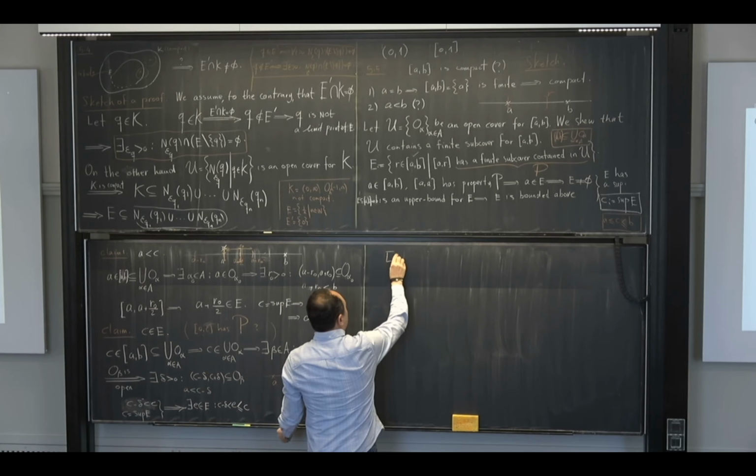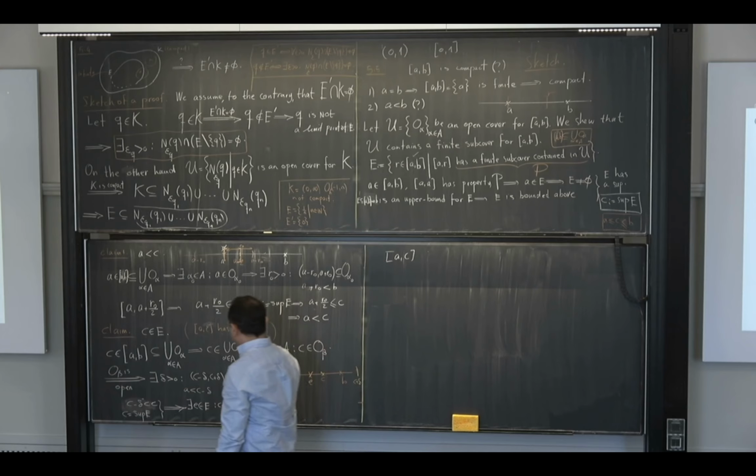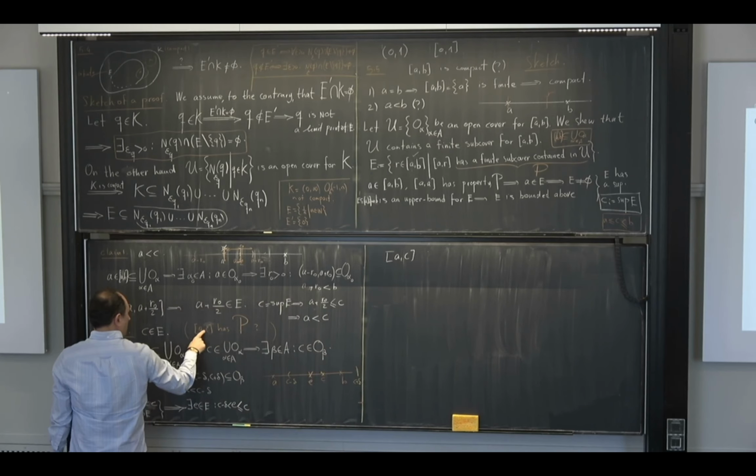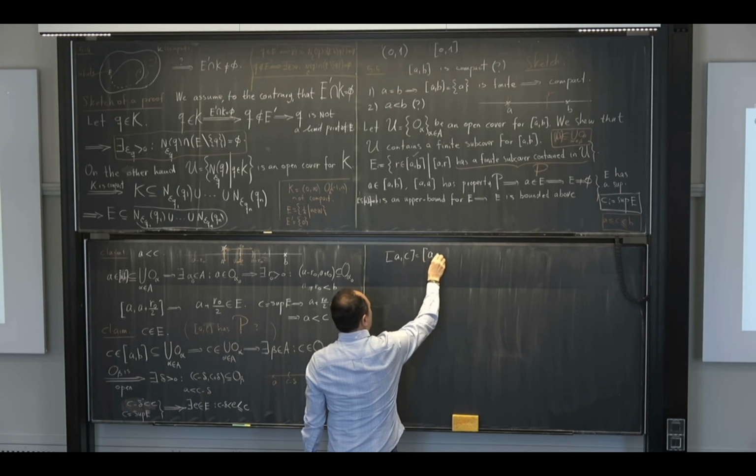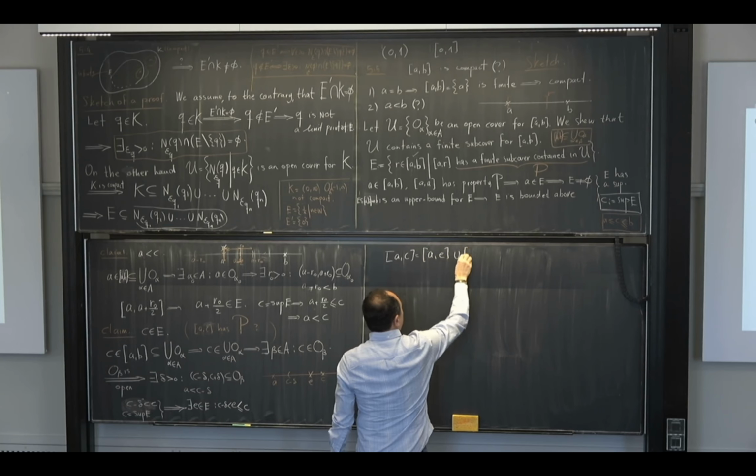Now we go to the final part of this proof. We have A to C. Why A to C? Because I want to show that A up to C has property P. Now I hope that you agree with me. I can write it from A to E, union from E to C.